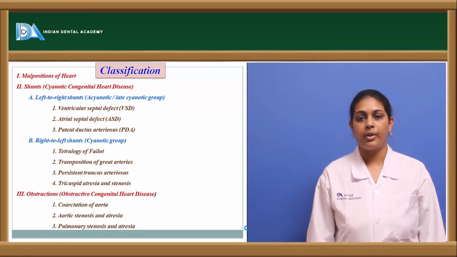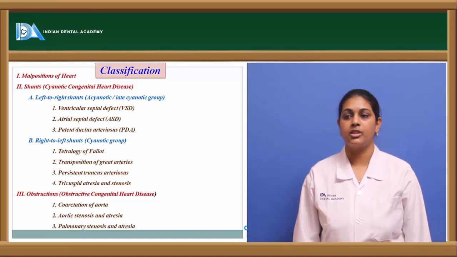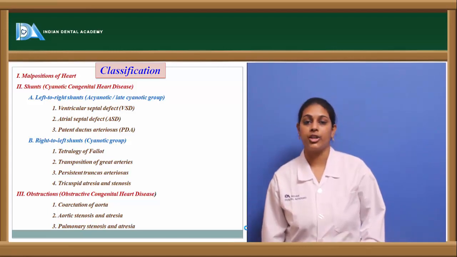Coming to the obstruction part, it is also known as obstructive congenital heart disease. Since it is because of an obstruction, it is termed obstructive, and since it is seen in a child by birth, it is known as congenital heart disease.